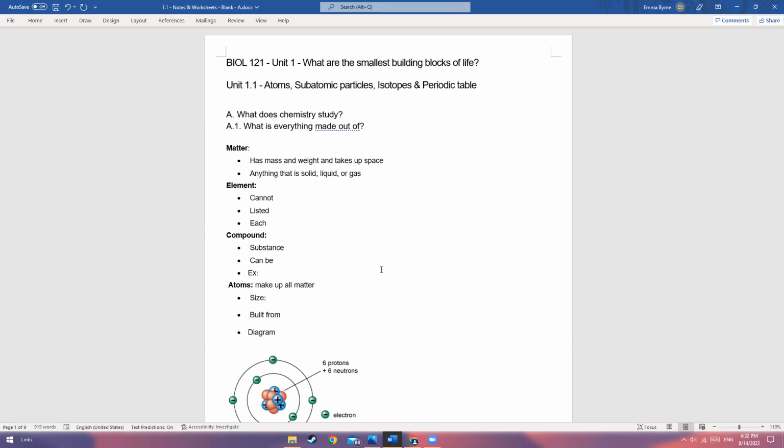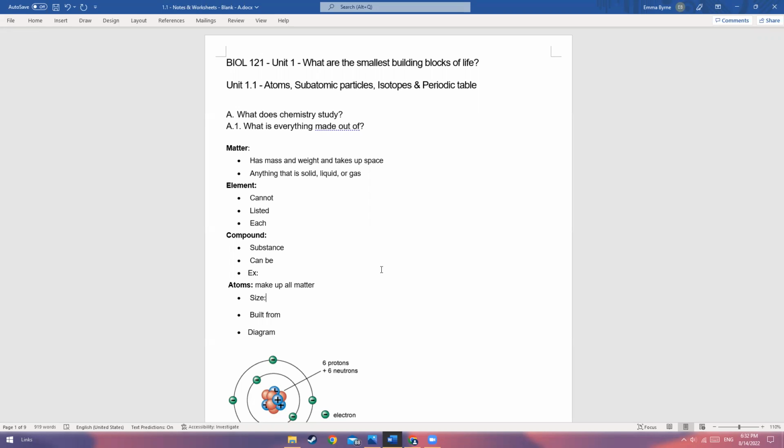Essentially, atoms can form together to create compounds and molecules, and compounds and molecules can then make up small cell structures, all the cells that are in our bodies, that could then create organs, organ systems, entire beings. It all starts with this very small subunit that we call the atom.